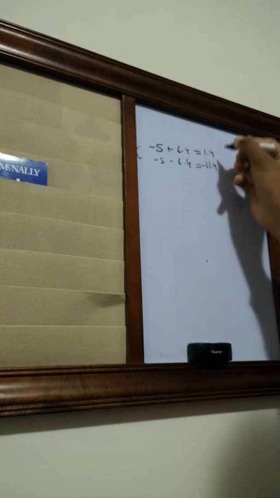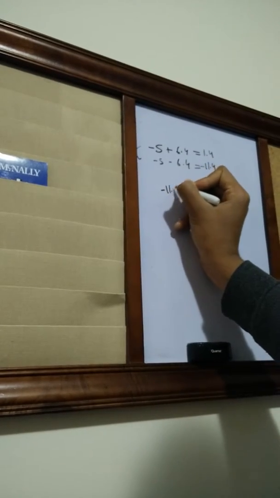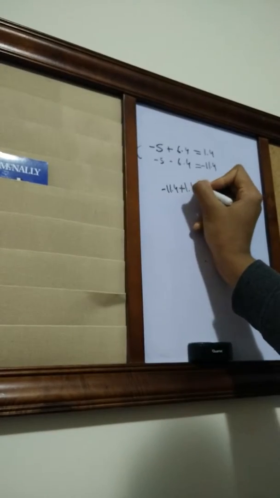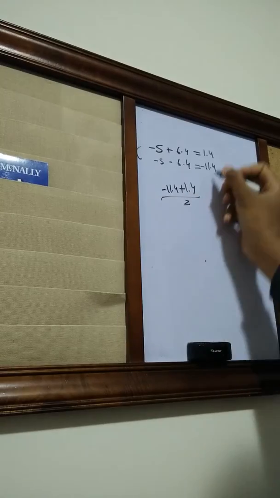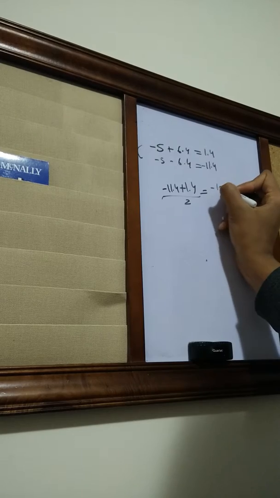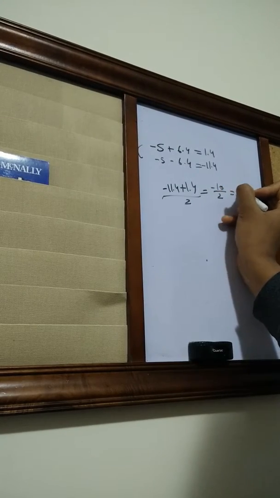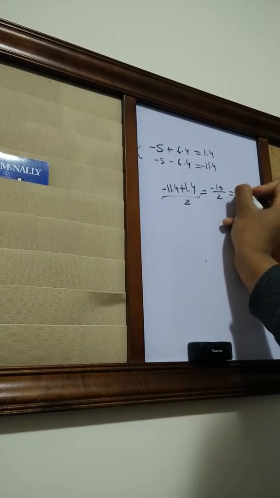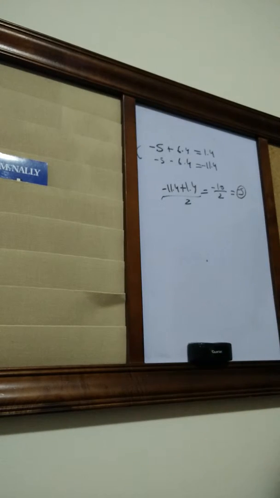Okay, so now that we know our two x's, we're going to add both of them up and divide by 2. Negative 11.4 plus 1.4, divided by 2. So that becomes negative 10 divided by 2 equals negative 5. And so that is our vertex. Not our vertex, sorry, our axis of symmetry, negative 5.